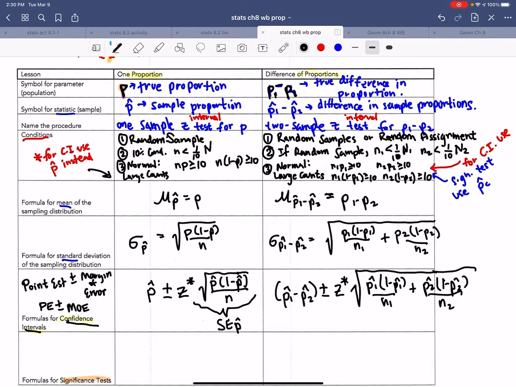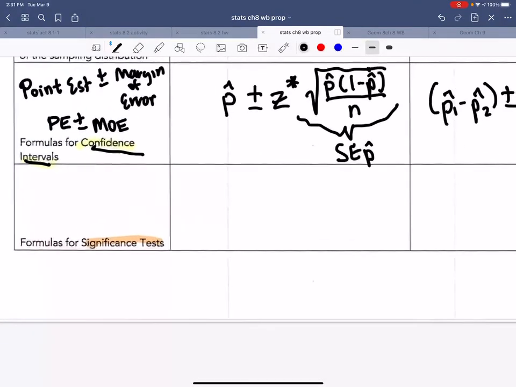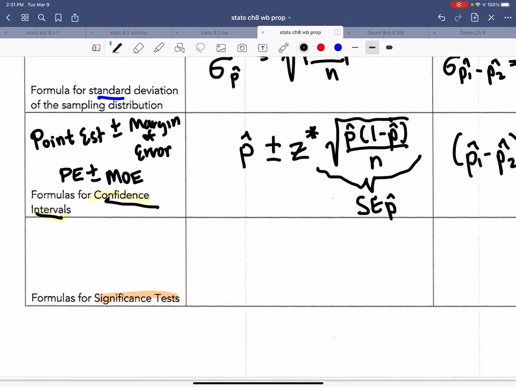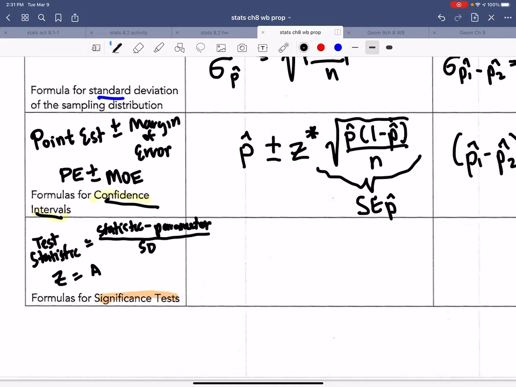Okay, so now that we reviewed the last chapter and compared it to this new one, let's really dig in. What are our formulas for our significance test? So again, generically, we have our test statistic, which is usually called our Z, equal to our statistic minus our parameter, all over whatever our standard deviation is. So that's statistic minus parameter over standard deviation.